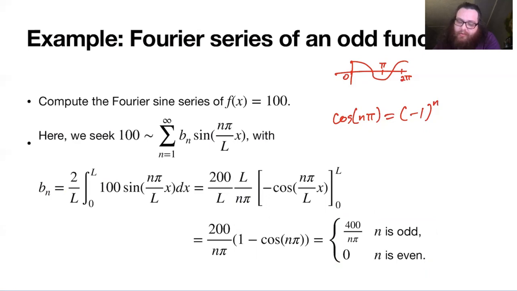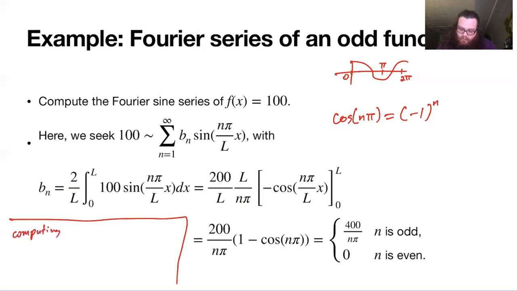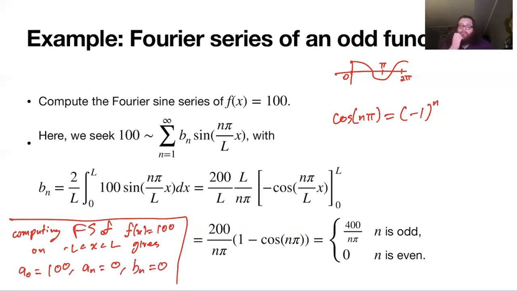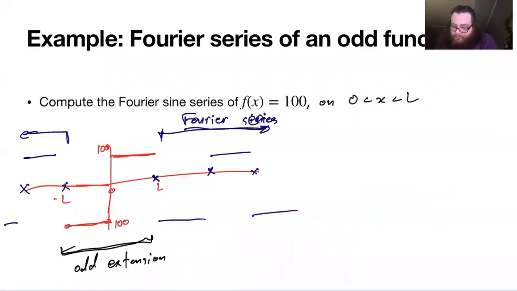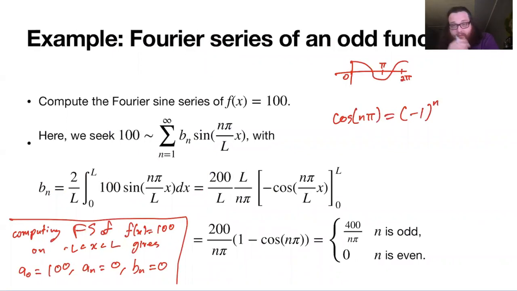And maybe one point I can highlight here is that computing the Fourier series of f of x equals 100 on the interval negative L to L will actually give a sub 0 is 100, a sub n is 0, and b sub n is 0. And so this would occur if, say, you use this formula and you didn't take care that this function was actually equal to negative 100 on the interval negative L to 0. So when you're computing these coefficients, keep in mind what information you're given, what kind of decomposition you're looking for, etc.